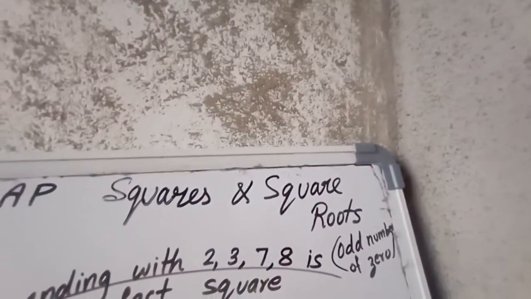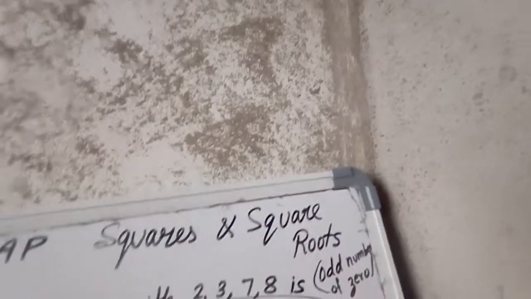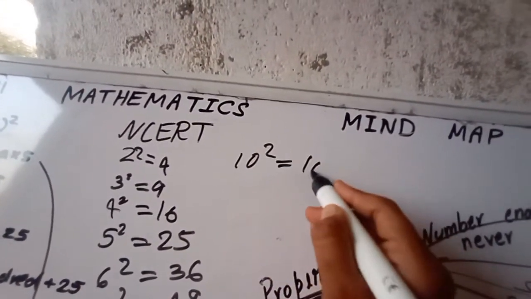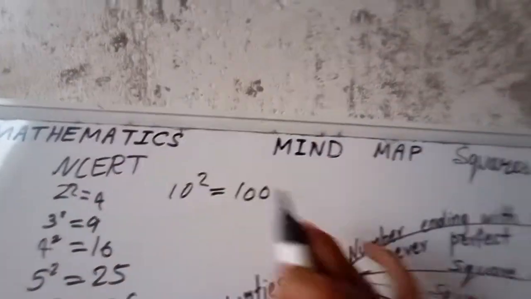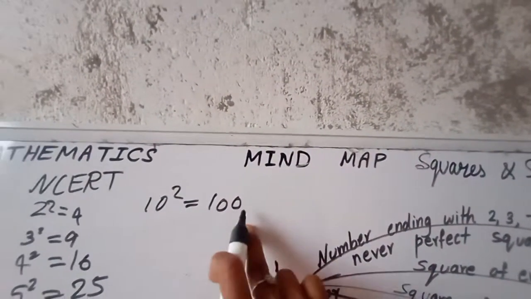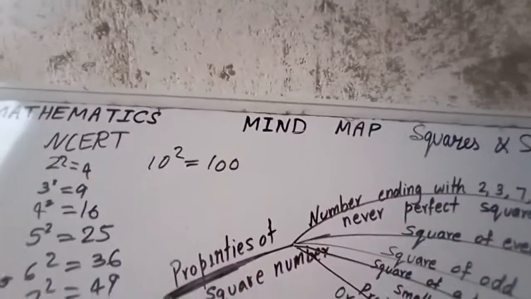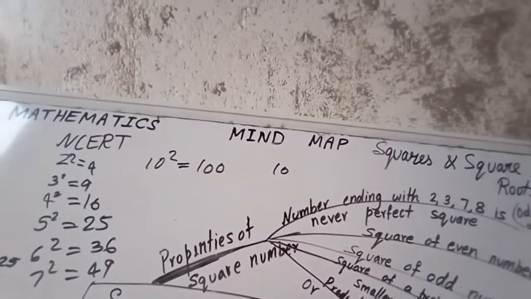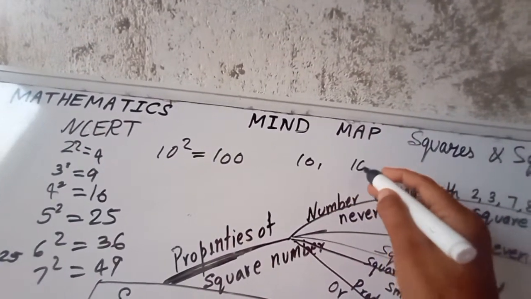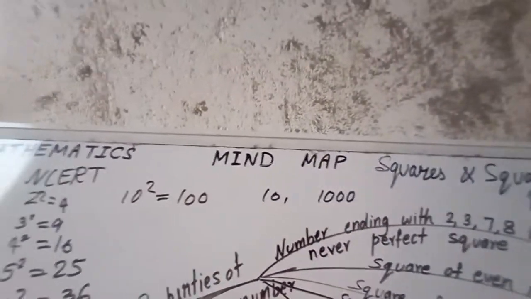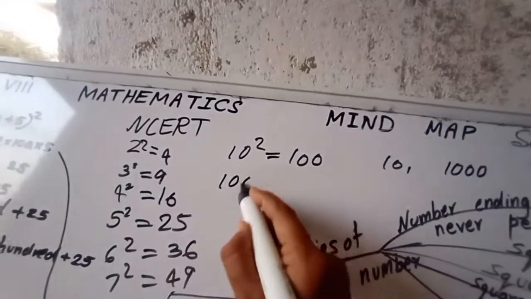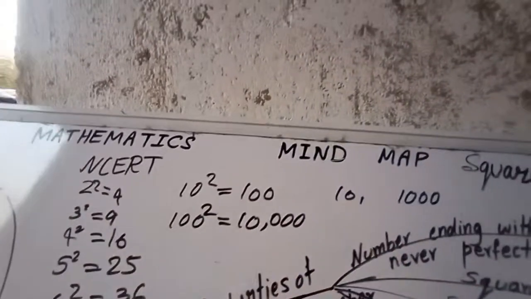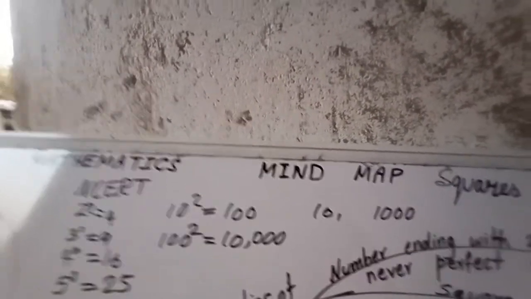Then one more concept you have to observe, that is an odd number of 0. For example, 10 square is 100. So here the zeros are an even number of 0, so it will become a perfect square. If they are an odd number, means 10, 10 is having only one zero, so it will not become a square number. If you take 1000, 1000 will not be a square number. If you go for 100, the square is 10,000, and 10,000 has an even number of zeros.